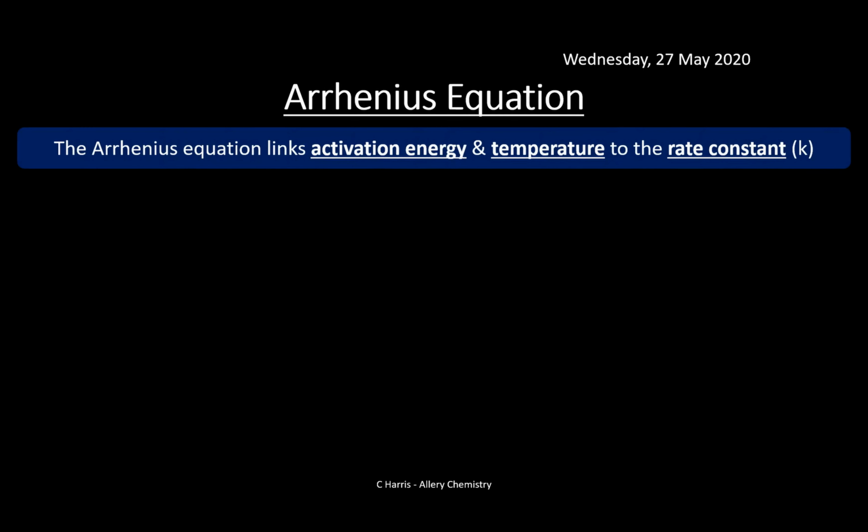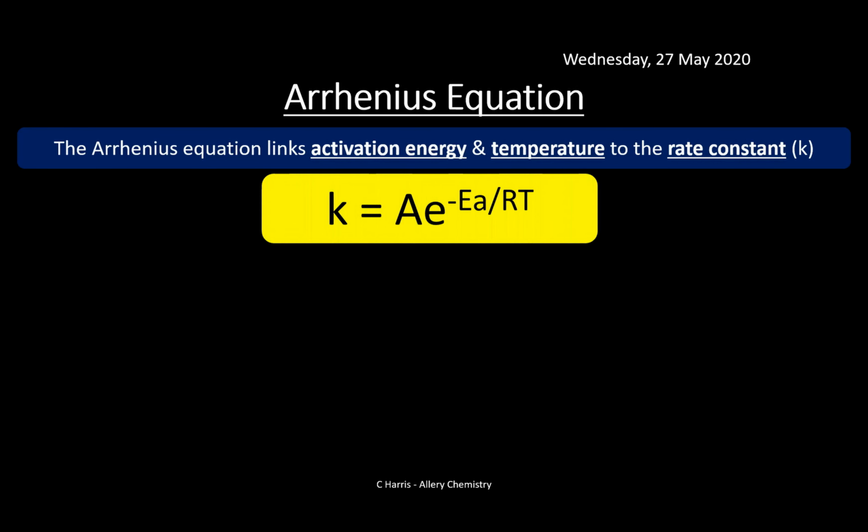The Arrhenius equation links activation energy and temperature to the rate constant, which is k. We're going to be looking at two different ways in which you can work this out: one from just using the calculation, the equation, and one using plots, so Arrhenius plots. And the Arrhenius equation is this: k equals A e to the minus Ea over RT.